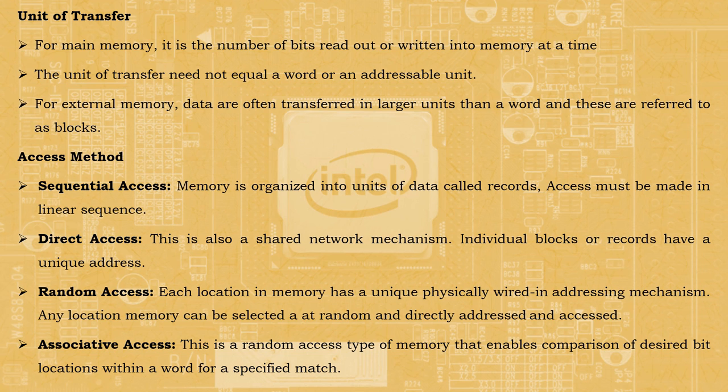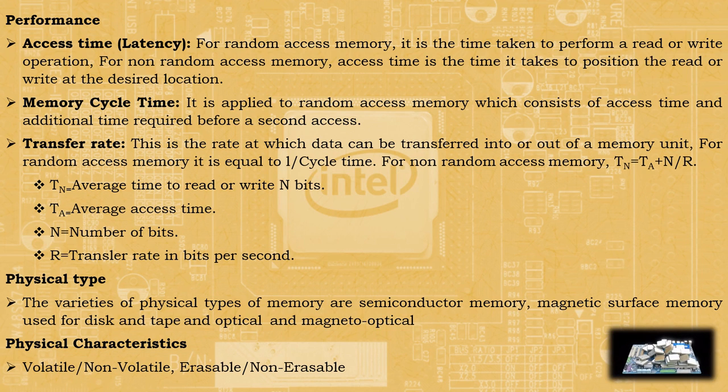Associative access. This is a random access type of memory that enables comparison of desired bit locations within a word for a specified match. Now let's see the performance of computer memory. First is access time, also called latency time. For random access memory, it is the time taken to perform a read or write operation. For non-random access memory, access time is the time it takes to position the read or write mechanism at the destination location. Memory cycle time. It is applied to non-random access memory, and consists of access time and additional time required before the second access.